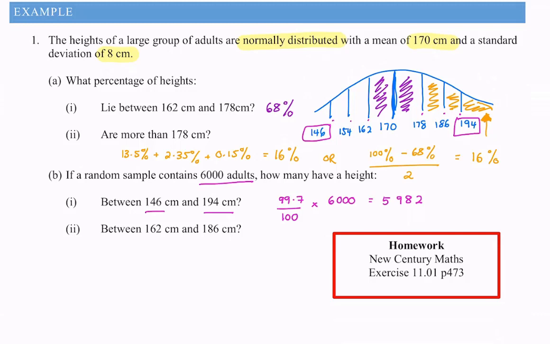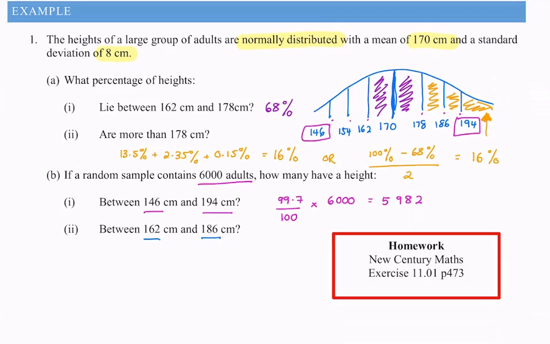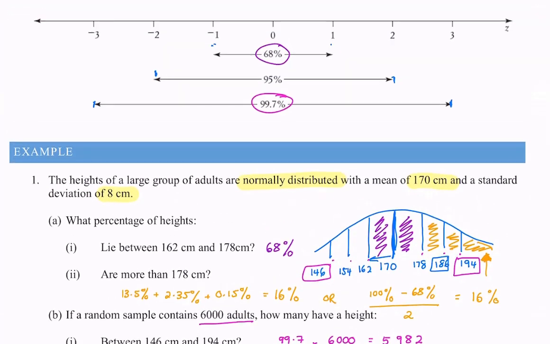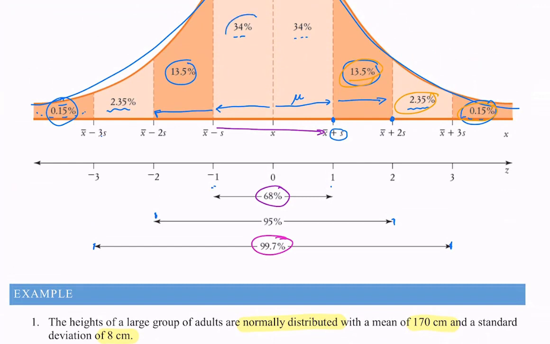Have a go at doing part 2. Pause the video and see if you can do it yourself. So between 162 and 186. Here is 162, so that's one standard deviation below, and 186 is right up here with two standard deviations above. One standard deviation below is 34%, and we're going two up. So we need the 34% and the 34% and the 13.5%.